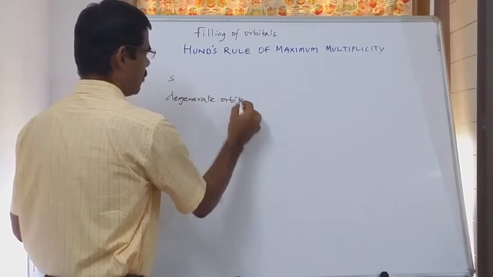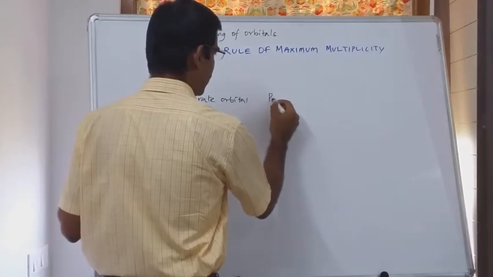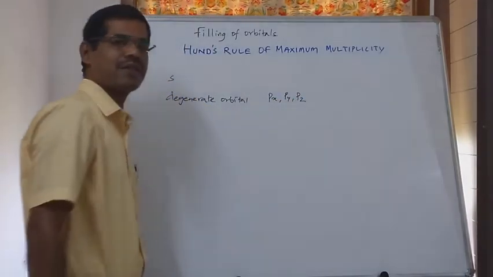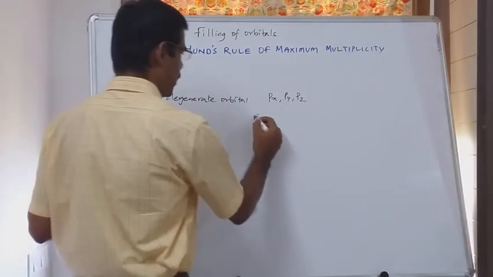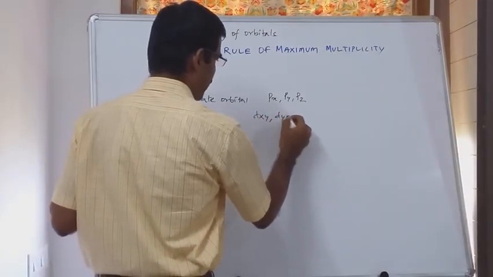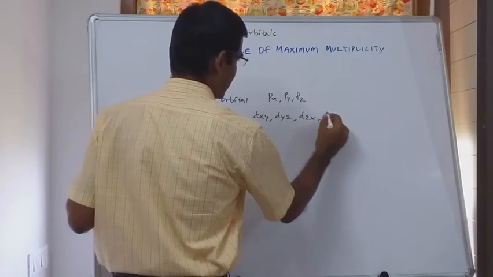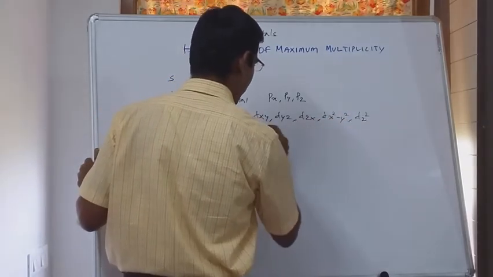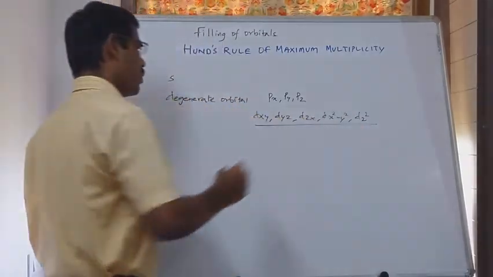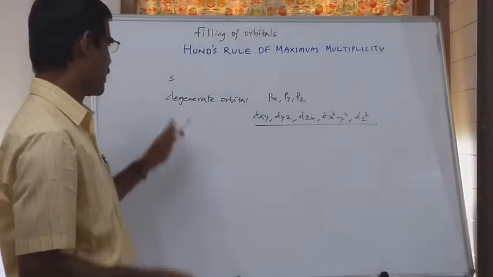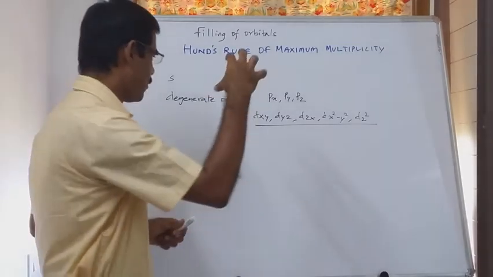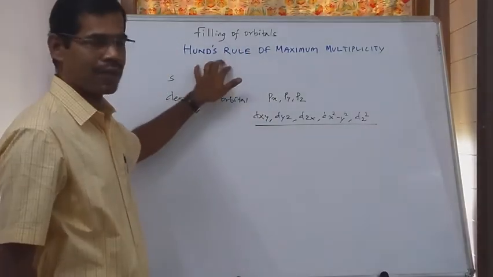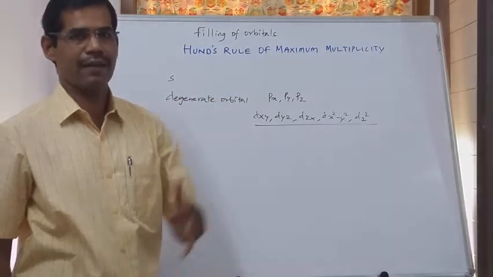For example, in the case of p orbitals, we have px, py and pz. So there are three orbitals with the same energy. Likewise, in the case of d orbitals, we have dxy, dyz, dxz, dx²-y² and dz². So these are the five d orbitals. All these five orbitals have the same energy, which is what we call degenerate. So in the case of degenerate orbitals, we have to take into consideration this Hund's rule. Otherwise, Aufbau principle we can directly apply.